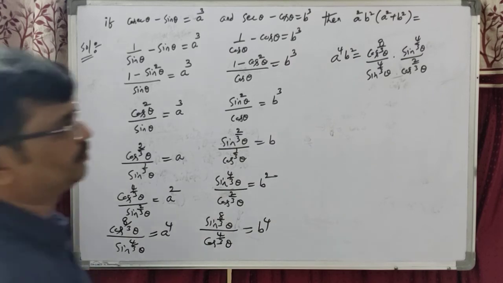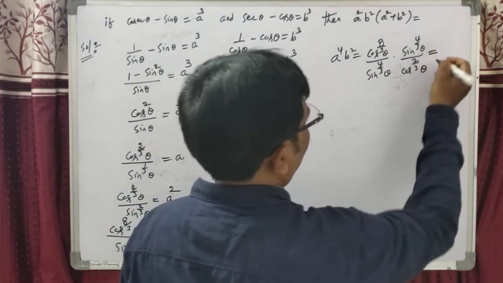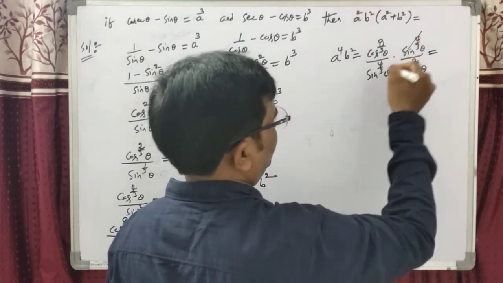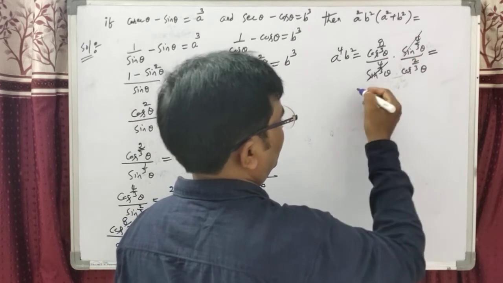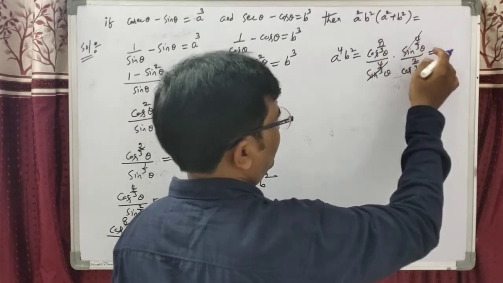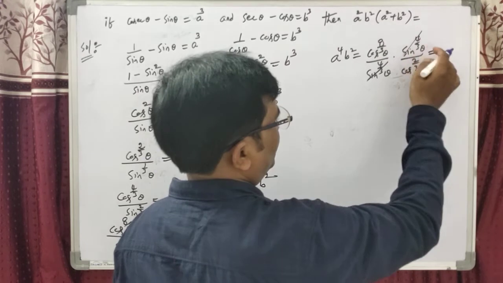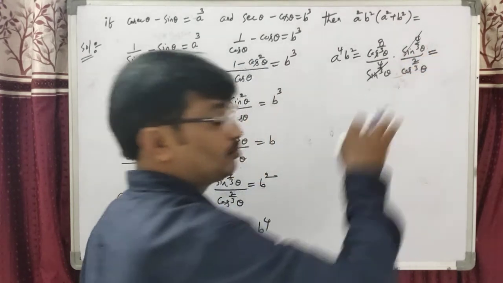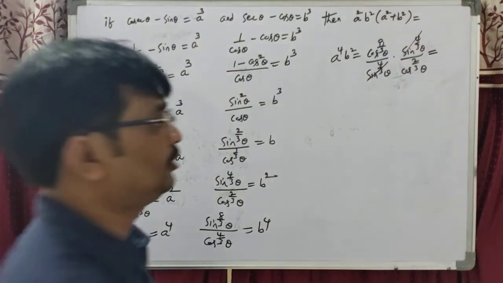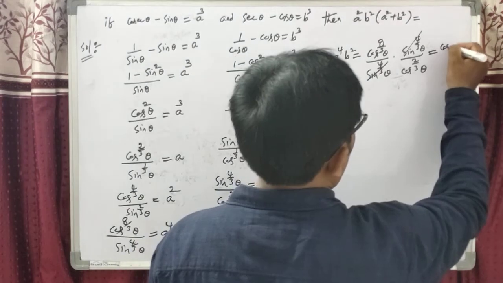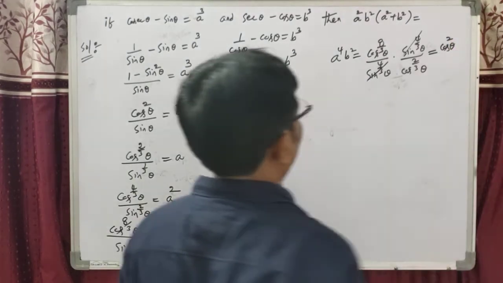Dear students, these two are cancelled. Sin power 4 by 3 theta, these are cancelled. Now students, 8 by 3 minus 2 by 3. 8 minus 2 is 6, 6 by 3. What, students? 6 by 3 is 2. Dear students, we got here cos square theta.